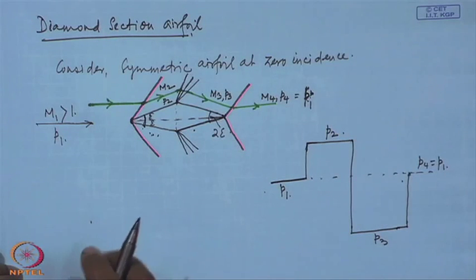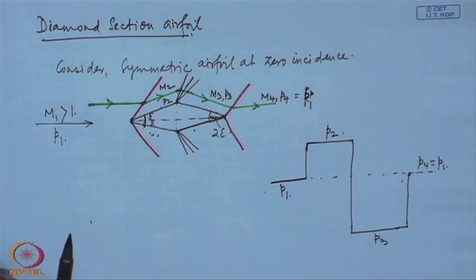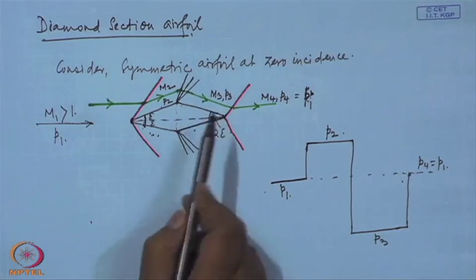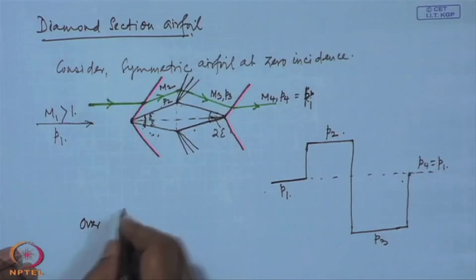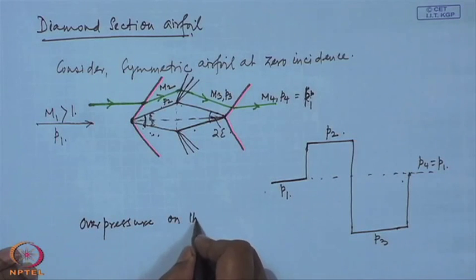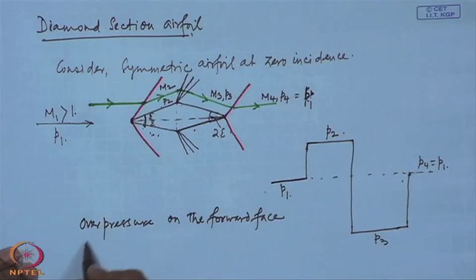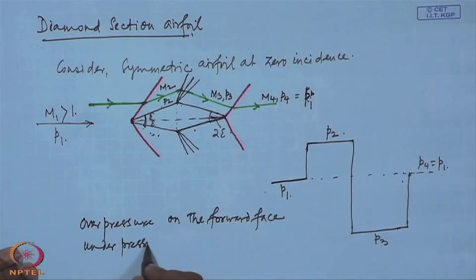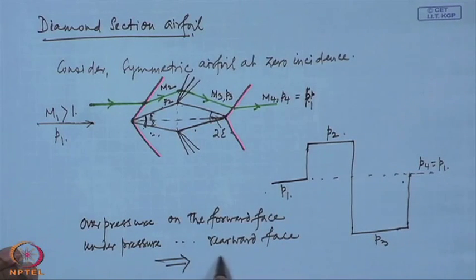The pressure distribution has, however, since there is an overpressure on the forward face and lower pressure, under pressure, on the downstream face or the rearward face, overpressure on the forward face and under pressure on the rearward face. This results in a drag force.